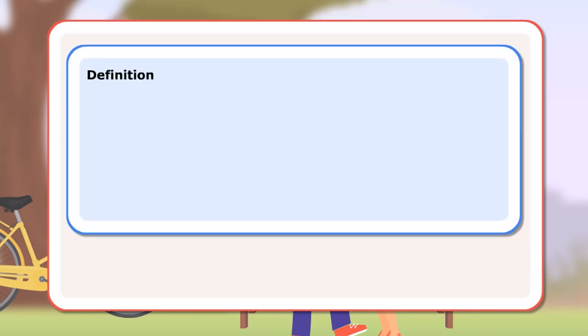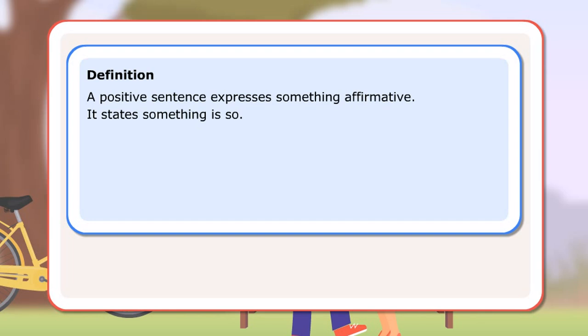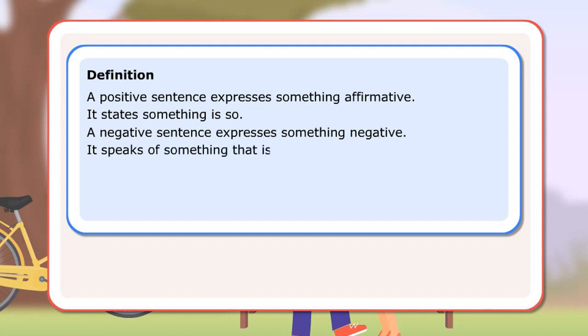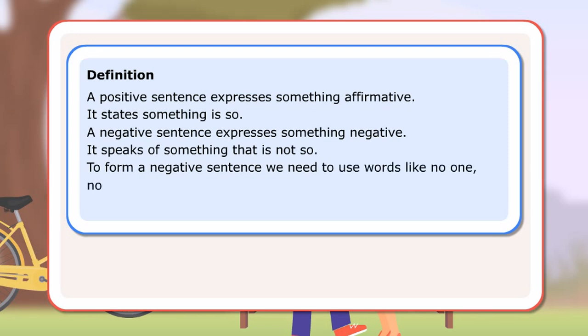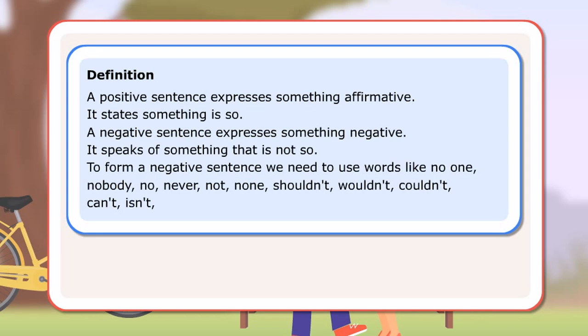Definition: a positive sentence expresses something affirmative. It states something is so. A negative sentence expresses something negative. It speaks of something that is not so. To form a negative sentence, we need to use words like no one, nobody, no, never, not, none, shouldn't, wouldn't, couldn't, can't, isn't, won't, shan't.